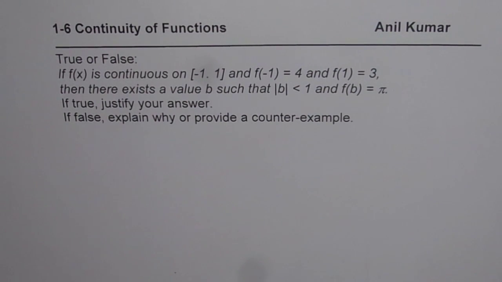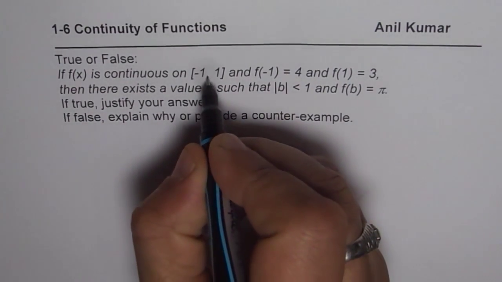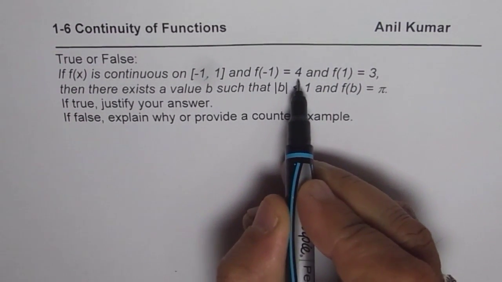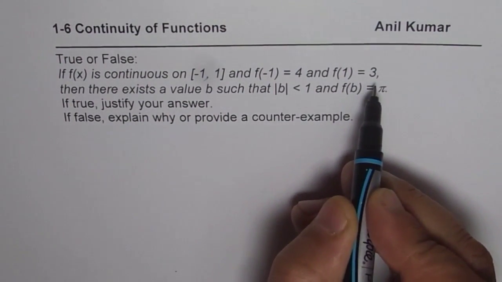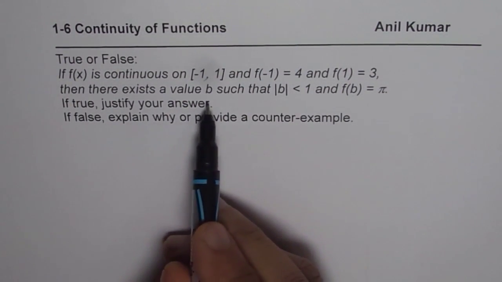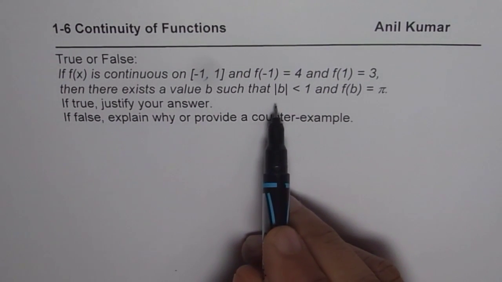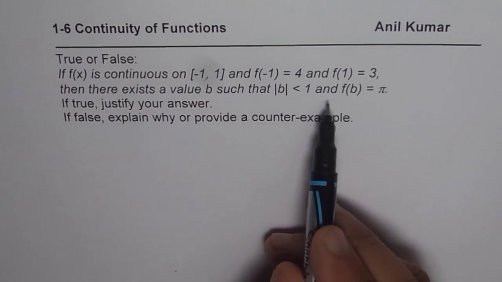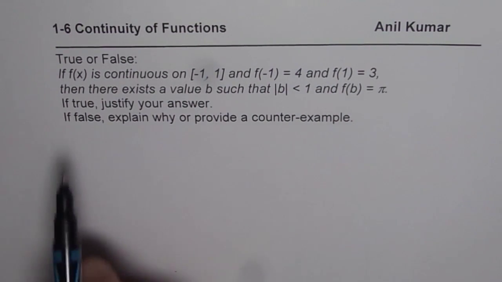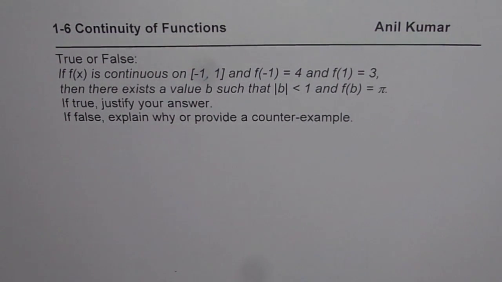The question is true or false. If f of x is continuous on the domain from minus 1 to plus 1 and f of minus 1 equals 4 and f of 1 equals 3, then there exists a value b such that the absolute value of b is less than 1 and f of b is equal to pi. If true, justify your answer. If false, explain why or provide a counter example. I'd like you to pause the video, answer the question, and then look into my suggestion.